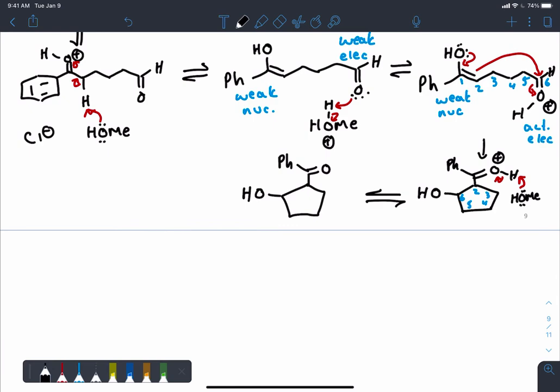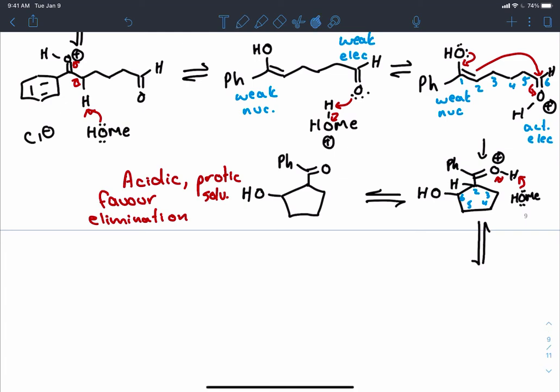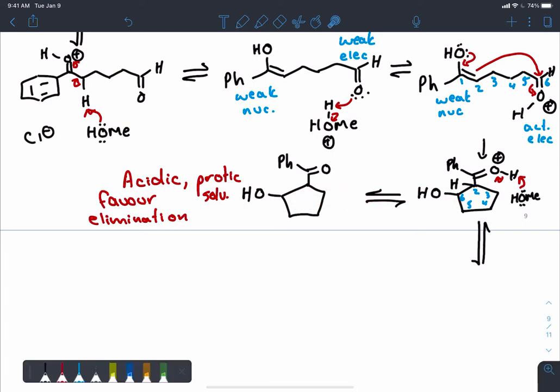Okay, and so that would be the neutral final product, but remember that acidic conditions are one of the conditions that favor condensation or elimination. Same thing with having a protic solvent. So in fact, we expect that pathway certainly can happen, but reversibly.